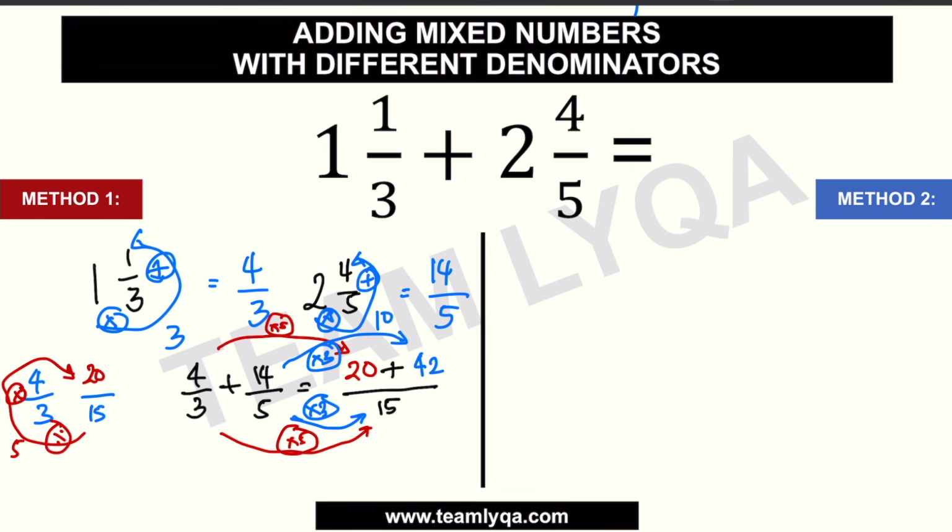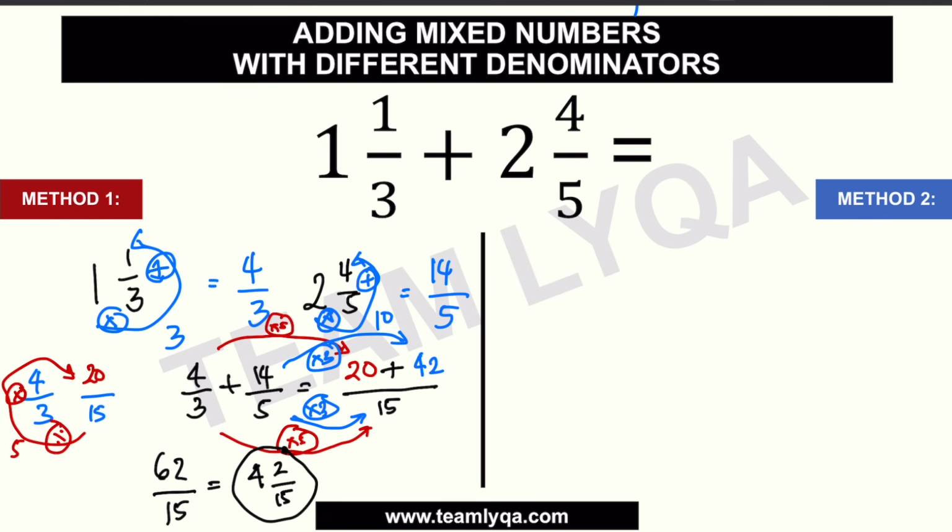So, this will be 20/15 plus 42/15. I'll add it now. It becomes 62/15, which we turn into a mixed number. How many 15s fit in 62? That would be 4, which makes 60. So, the 60, we subtract from 62. We have 2 remaining over 15. So, the answer is 4 and 2/15.